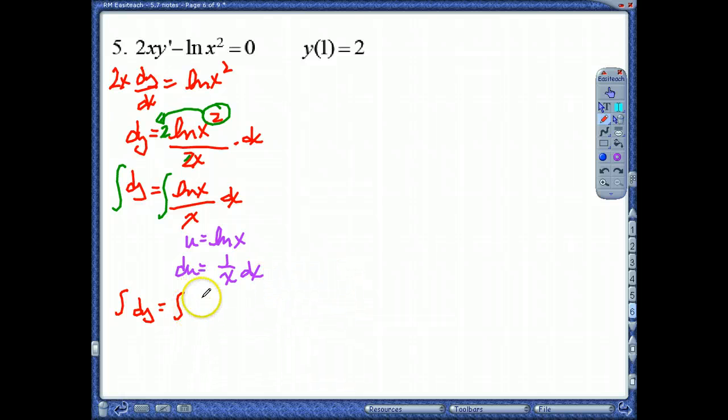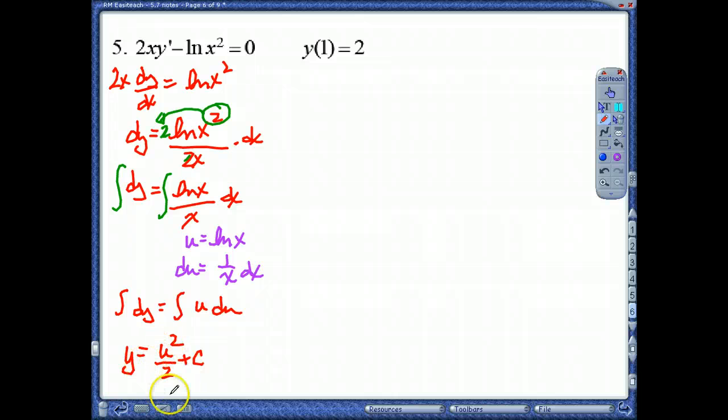It's not du over u. Look, your dx is on top, or your natural log is on top, so you have u du. Okay, so now that we've got that all figured out, when I integrate, I've got y equals u squared over 2 plus c. Now, I can't go ahead and plug my value in because this is u. It's not x's.